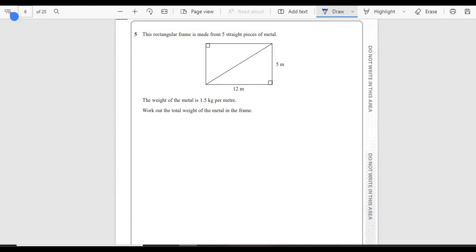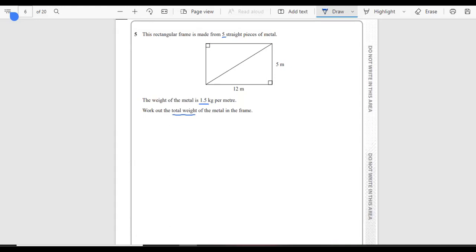So it says this rectangular frame is made from 5 straight pieces of metal. The weight of the metal is 1.5 kgs per meter. Work out the total weight of the metal in the frame. What do you think about this question? I would want you to think first and then I'll talk about the solution.